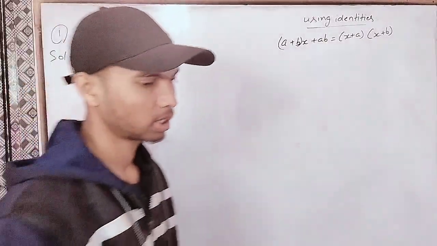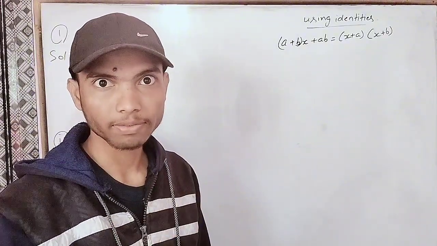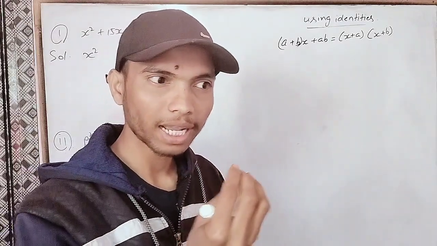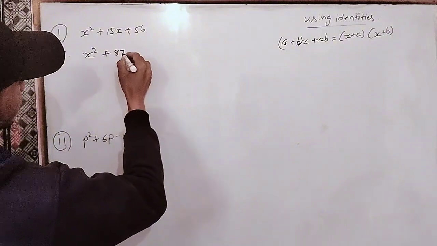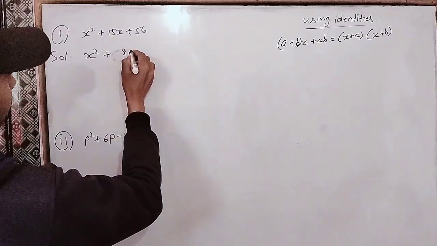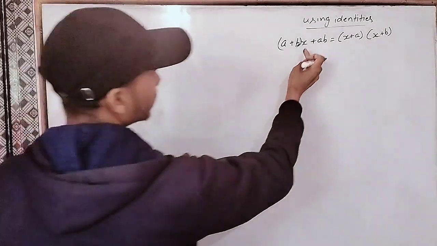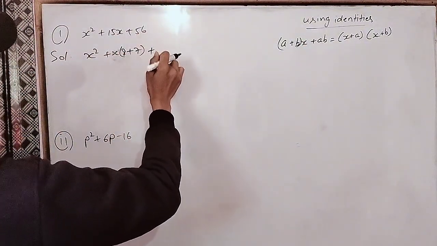So here 56 can be written as 7 times 8. Here 8 plus 7 is coming to 15. So 8 is here and then 7. This is a and this is b. So x square plus 15x plus 56 will be written as x square plus 8x plus 7x plus 56. Clear?